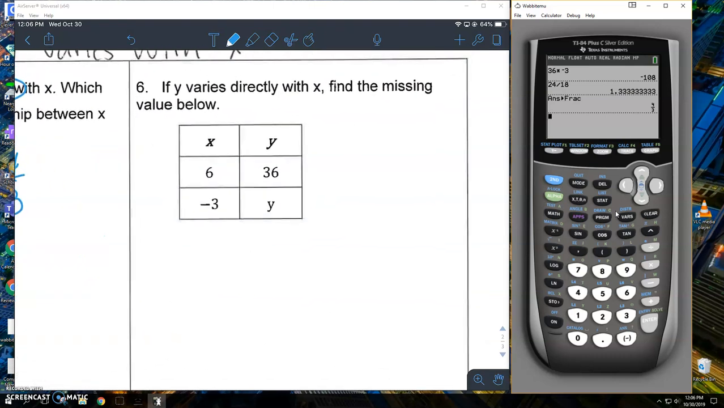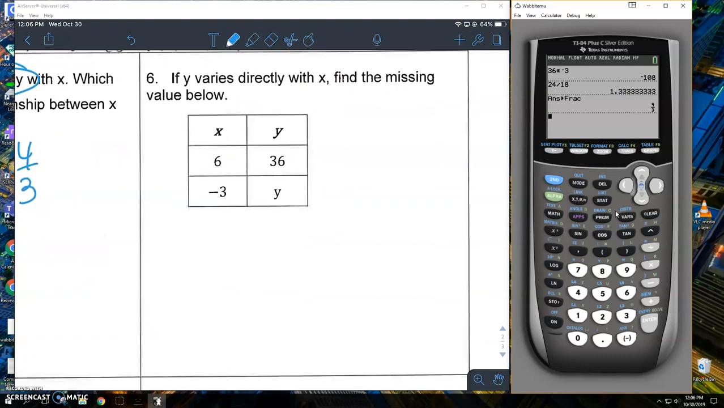Number 6, if y varies directly with x, find the missing value. So again, it varies directly. On this one, we're going to be able to set up the full proportion. So y over x, so I'm going to look at my first point. So the y is 36 and the x is 6. The second one, I'm setting that equal to y over negative 3.